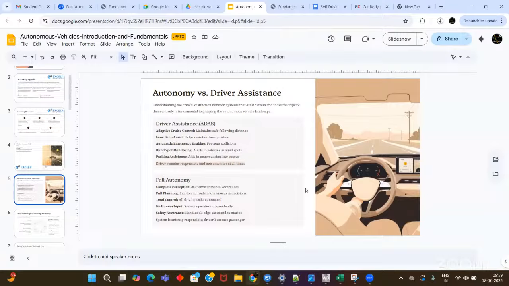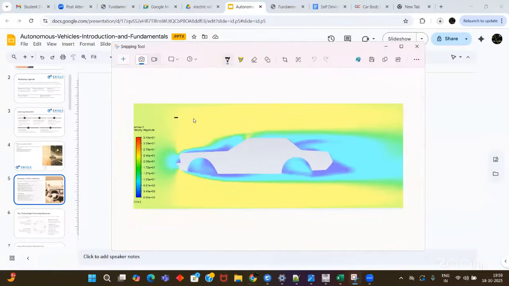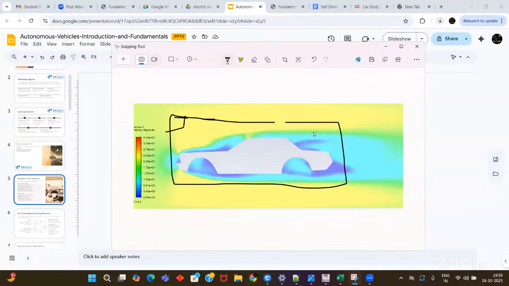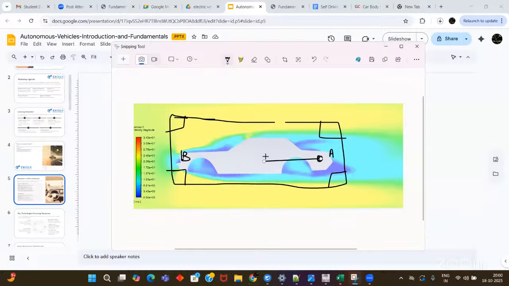Now comes the safety assurance. It handles all edge cases and scenarios. For example, when you consider this car, consider this as the edge cases. These are the corner points. You want to move from point A to point B, and this is your car. It's moving, then takes another turn, and it faces this. So it has the capability to move here, come back, and reach point B.